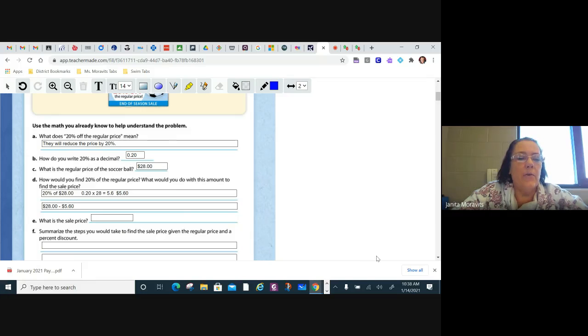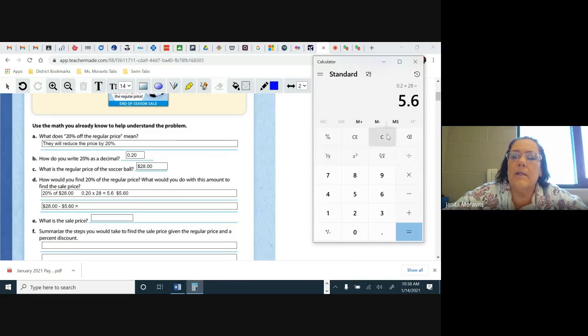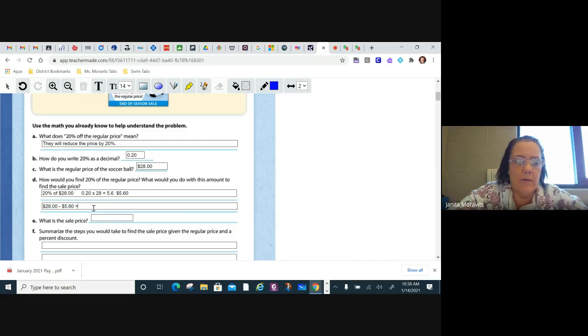$28 minus $5.60. You take the discount away from the regular price, and that gives us, let's do it on our calculator so you can see how it works. Let's clear this out. So $28 minus $5.60. You can put the 0 on there if you want to, but you don't have to. All right, so that comes out to $22.40, because you subtract the discount from the regular price.